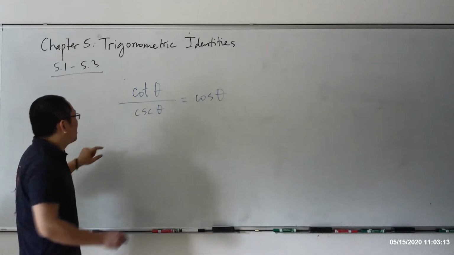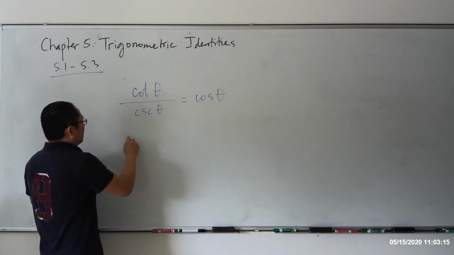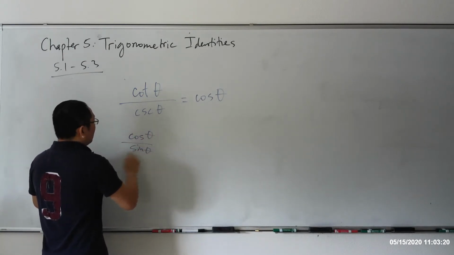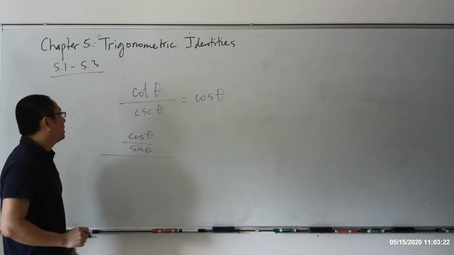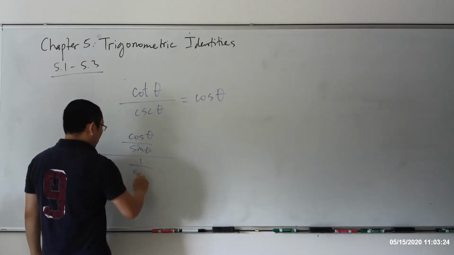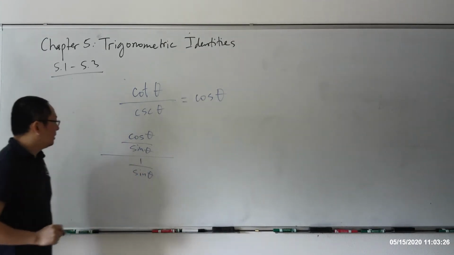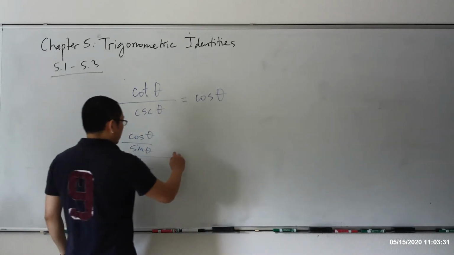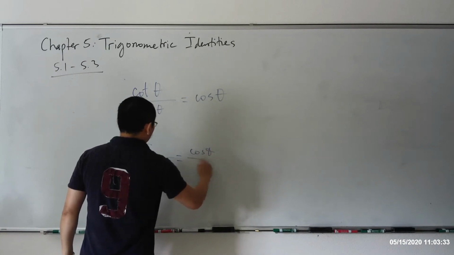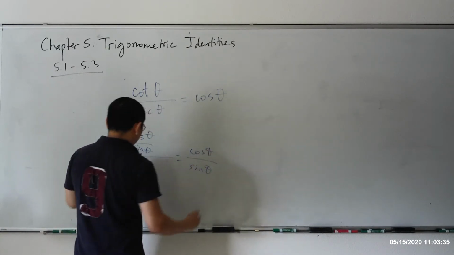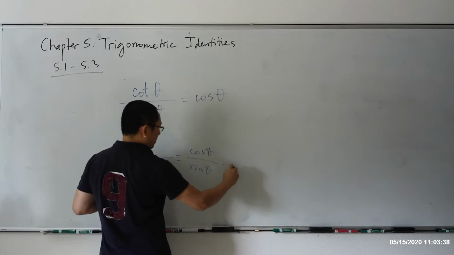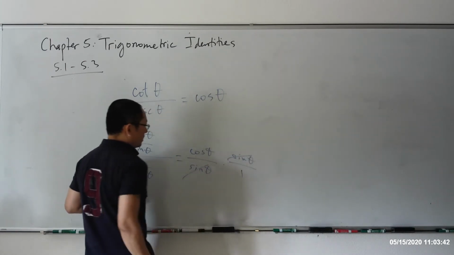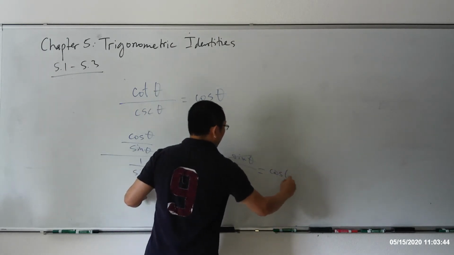Right? Cotangent is what? Cosine over sine, right? Over cosecant is what? Cosecant is 1 over sine. 1 over sine theta. Yeah? So we have a fraction divided by another fraction, which means multiplied by the reciprocal. So this is cosine of theta over sine of theta divided by a fraction, means multiplied by the reciprocal, which is sine of theta over 1. Now we see that the sine of theta cancels out, so it's really equal to cosine theta.